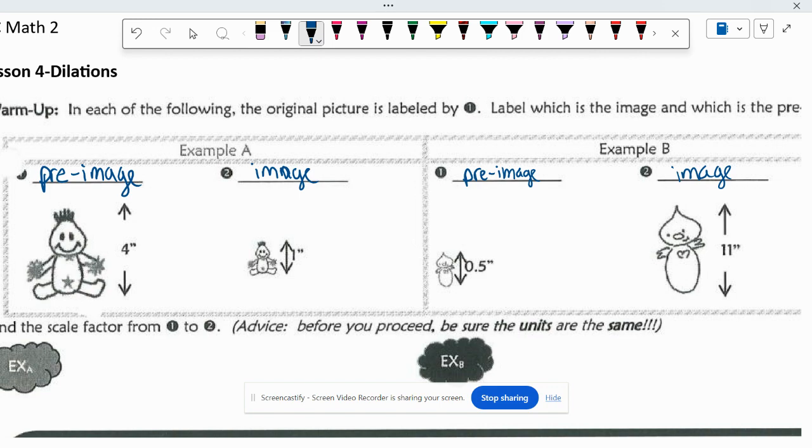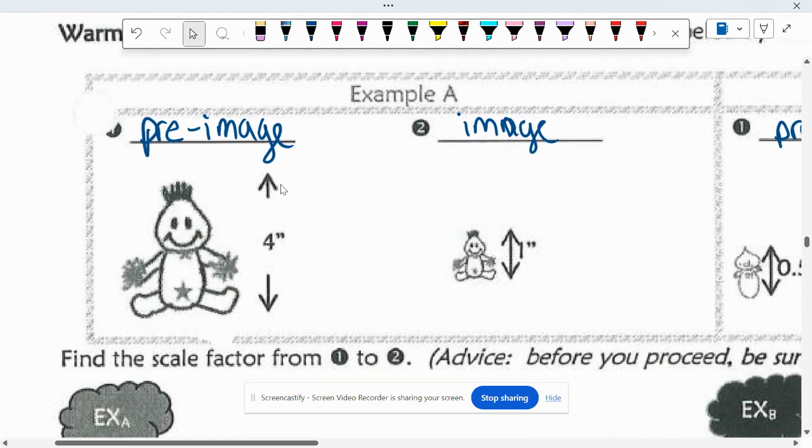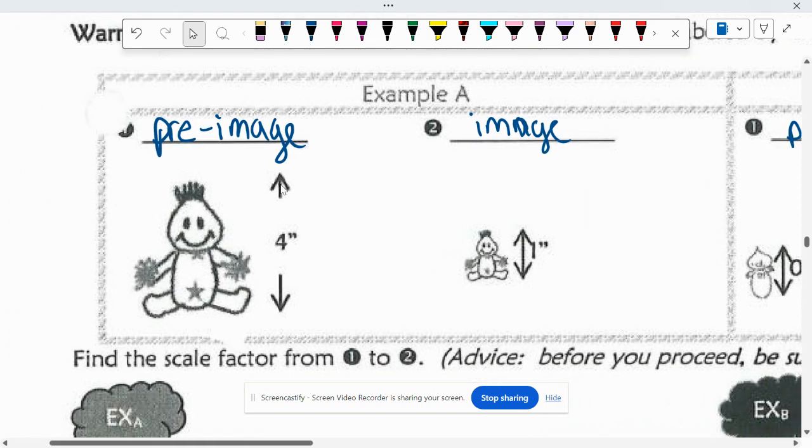So when you talk about a dilation, we talk about a change in size. Dilations are different than the rigid transformations that we've been working with. A dilation is still a transformation, but it's not rigid, because rigid means that it keeps the same shape and size, or preserves congruency. And dilations make them larger or smaller.